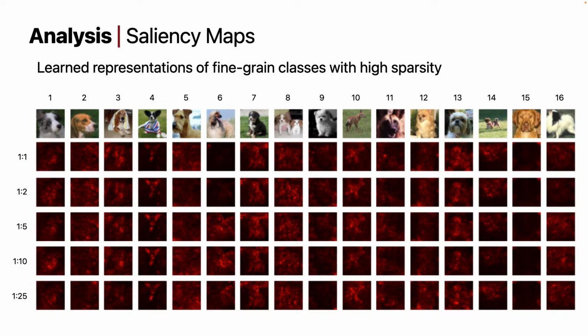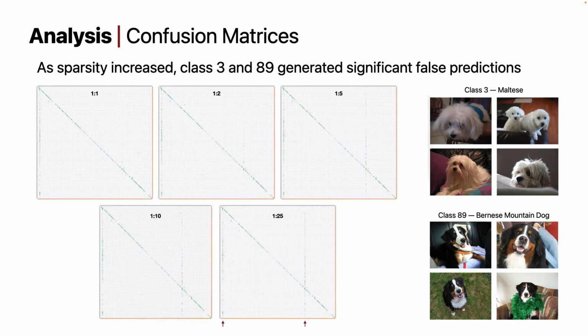Analyzing the results using saliency maps show that good representations of dog classes are learned. However, saliency does get more noisy as sparsity increases, with the exception of some classes as seen here with columns 5 and 6. To investigate this exception, confusion matrices help illustrate that the Maltese dog and Bernese mountain dog classes generate high false predictions as sparsity increases. This is possibly because these two classes share many colors and features with other classes.